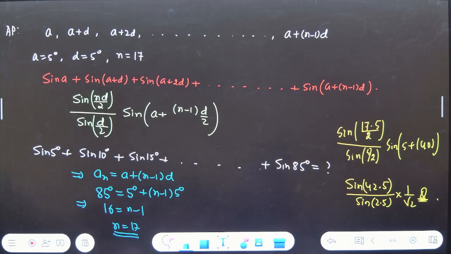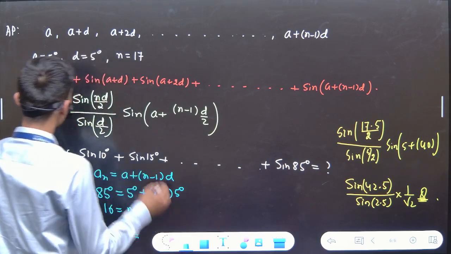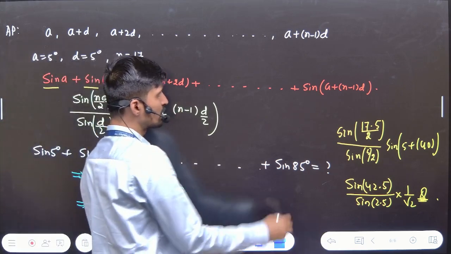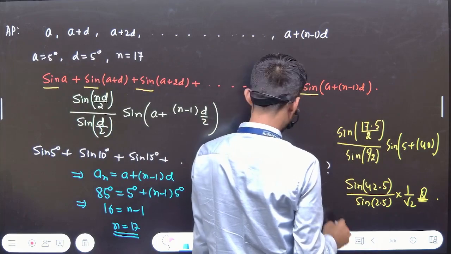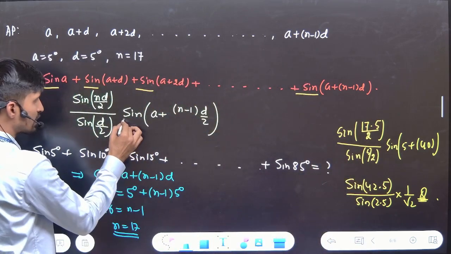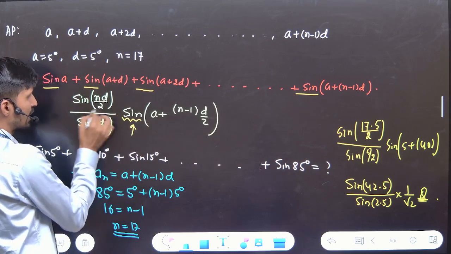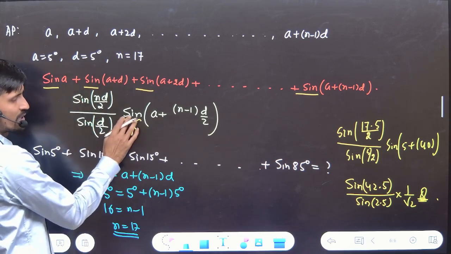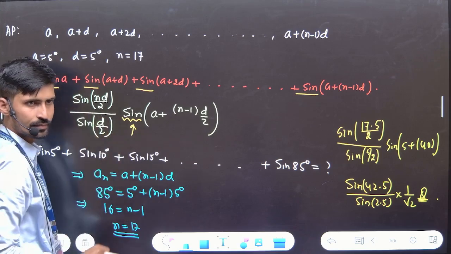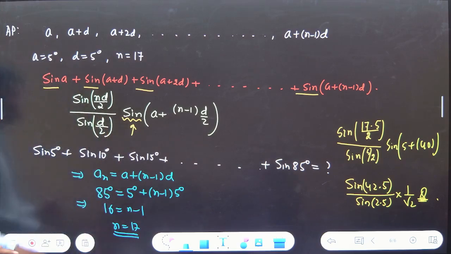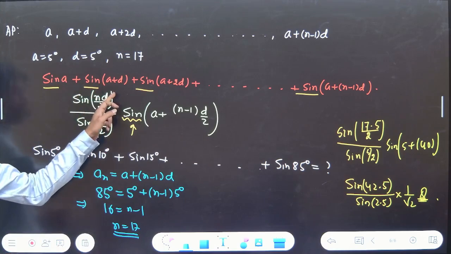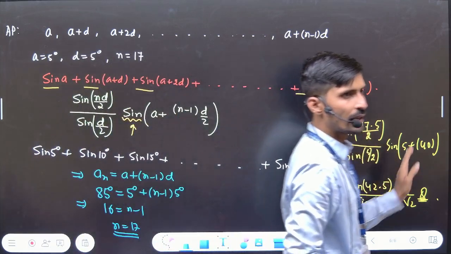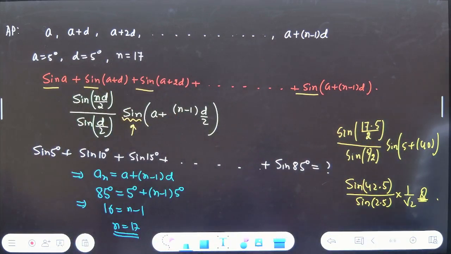When the same thing will be in cos, okay na, cos a plus d, cos a plus 2d, cos a plus n minus 1 into d. So simply in place of sine only cos will come. The sine terms will be as it is, here this will be cos, the rest all will be as it is. So the second series you will write: cos a plus d plus cos a plus 2d plus dot, cos a plus n minus 1 into d.